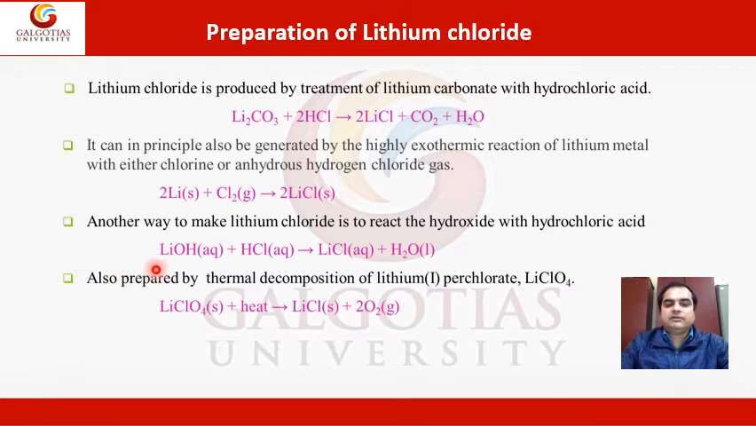Another method is that lithium chloride can be obtained by reacting aqueous lithium hydroxide with hydrochloric acid, which gives an aqueous solution of lithium chloride. Another method is thermal decomposition of solid lithium perchlorate. When we heat lithium perchlorate, we get the lithium chloride salt in solid form.